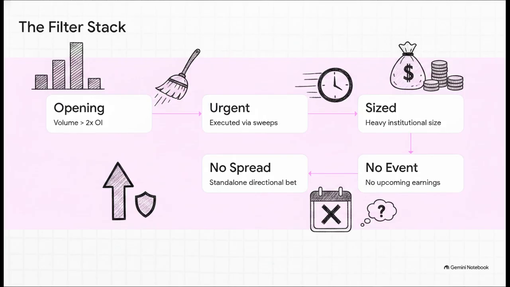So here is your mandatory 5-step filter stack to find genuine tradable activity. 1. It has to be opening flow, meaning volume is over 2 times OI. 2. It's got to be urgent, executed via sweeps. 3. Heavily sized. 4. No event. If earnings are coming up in 3 days, that's just event positioning, not real directional conviction. And 5, no spread. It needs to be a standalone, directional bet without a matching spread at other strikes. When a flow meets all 5 of these criteria, you've got an honest tell of informed positioning.